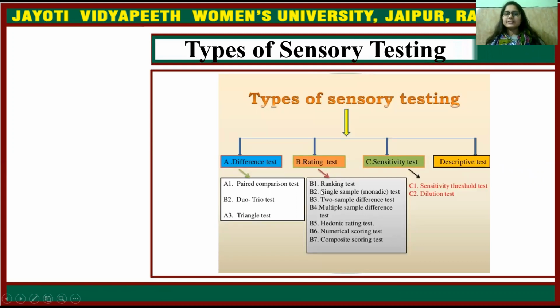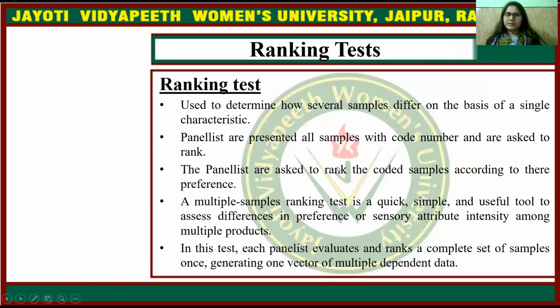Then the rating tests are the ranking test, single sample test, two sample difference test, multiple sample difference test, hedonic rating test, numerical scoring test, and composite scoring test. The sensitivity test we have already done, which includes the sensitivity threshold test and dilution test. And the last one is the descriptive test.